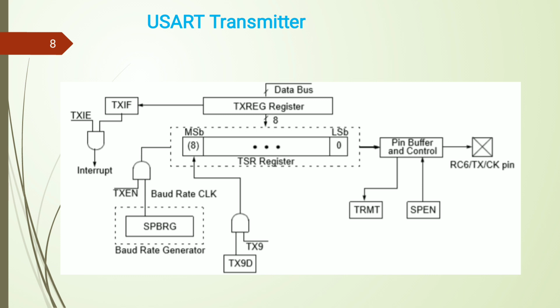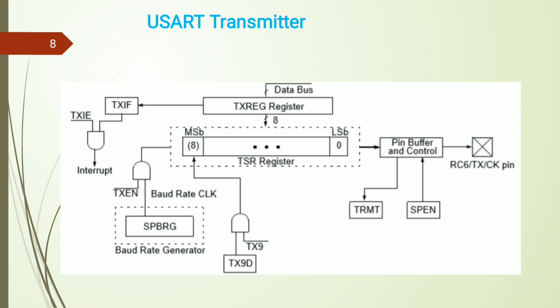register, and whenever the contents are transmitted from TXREG register to TSR register, here it is mentioned that 8-bit data is transmitted from TXREG towards the TSR register, and after that transmission it will generate the interrupt, that is TXIF interrupt, as contents are transmitted from TXREG towards the TSR register.